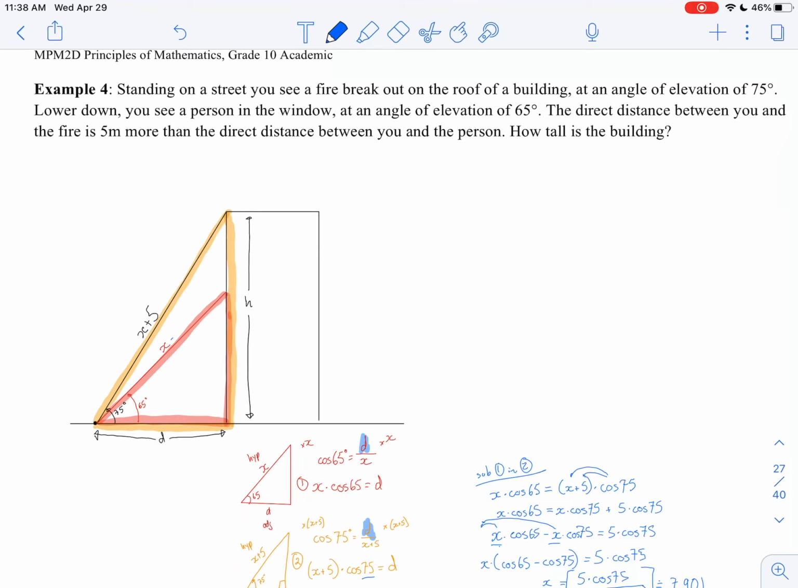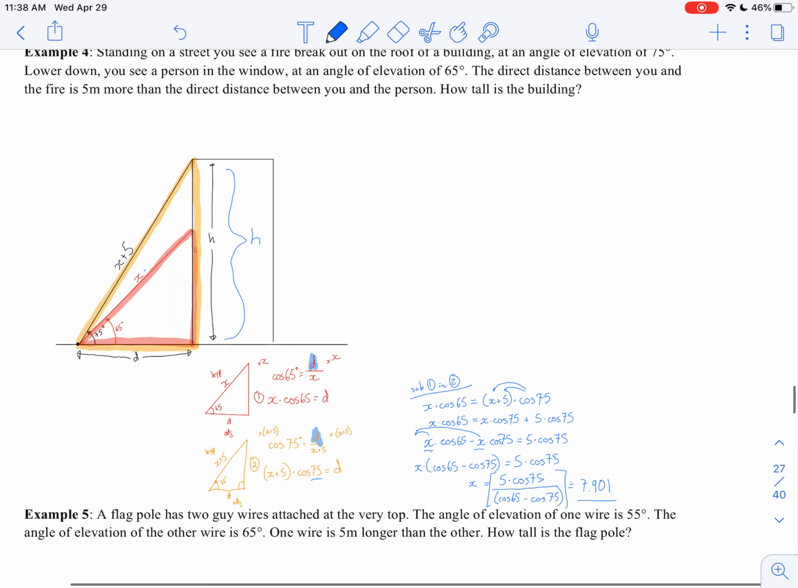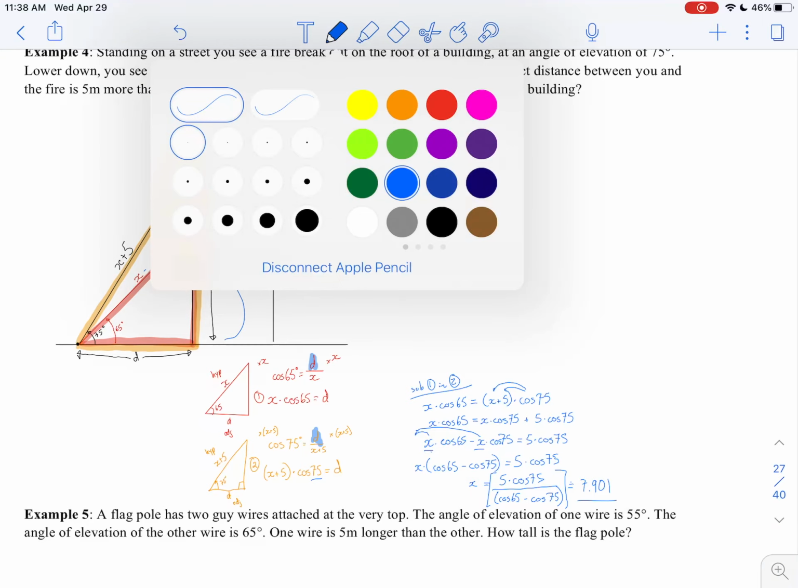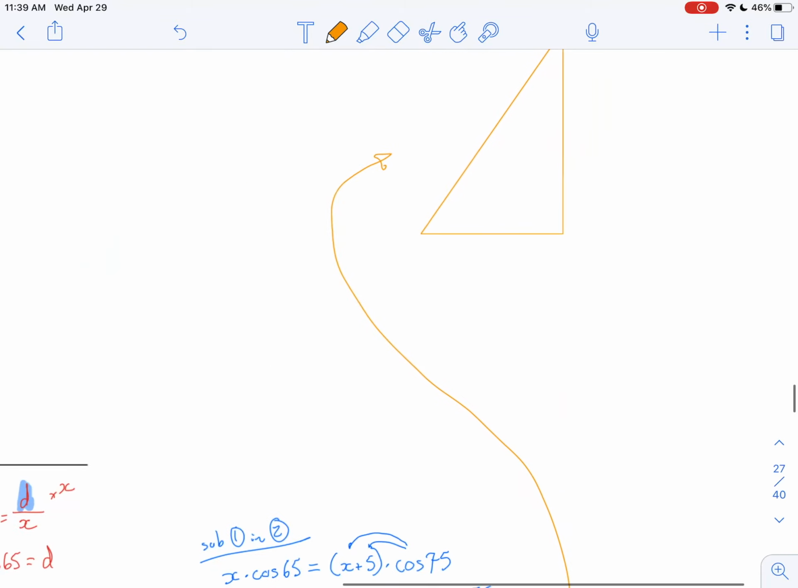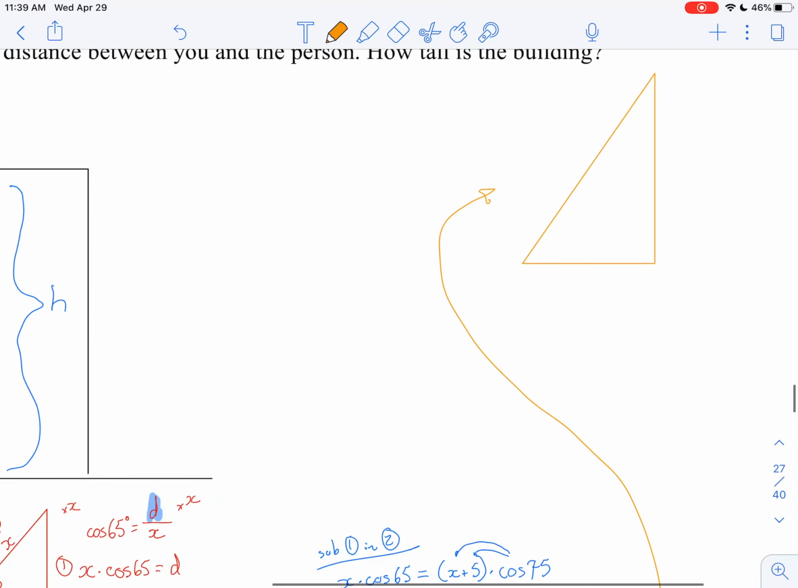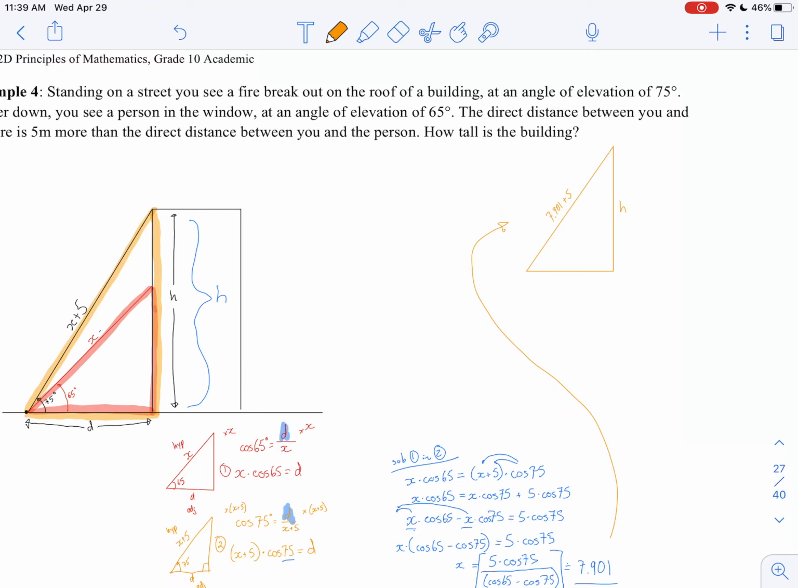How tall is the building? So it wants this full height here. So if I redraw out that full big orange triangle, let's do it in orange this time, coming from up here, if I gave you this triangle that looks something like this, and we know that this measurement is x, so x plus 5 is going to be 7.901 plus 5. This is going to be my height, and in orange is our 75 degree.